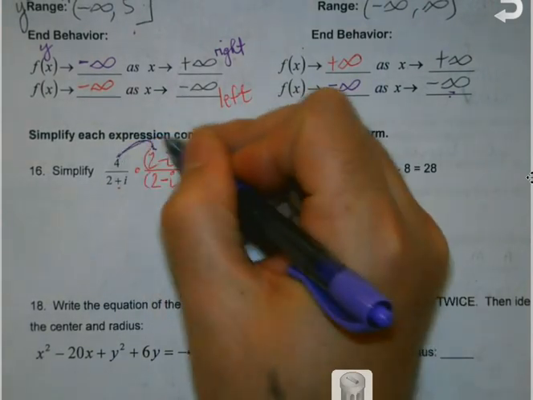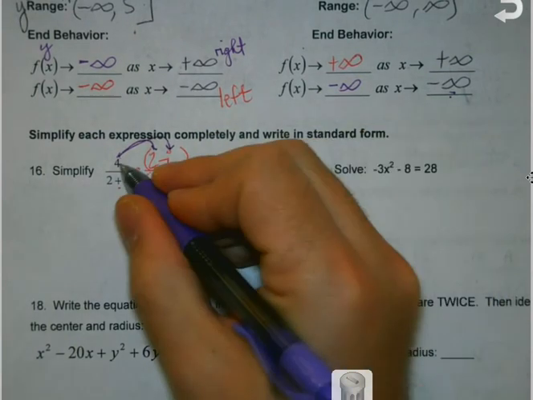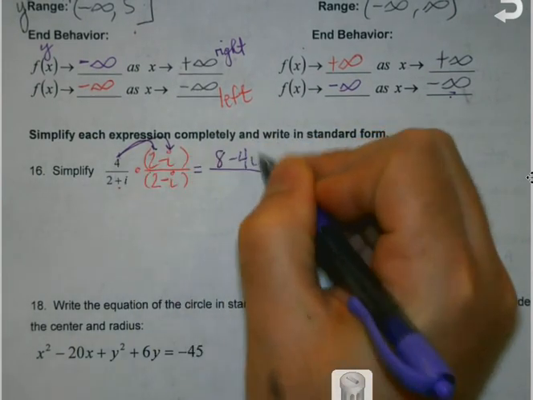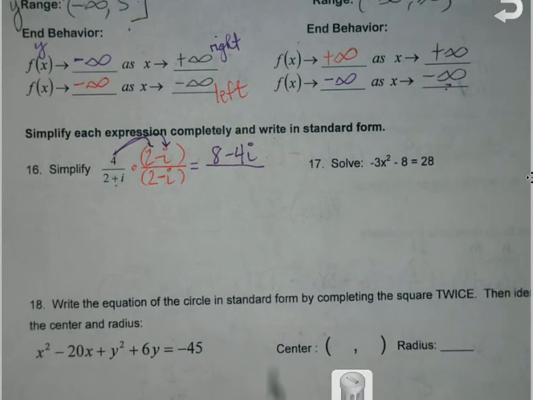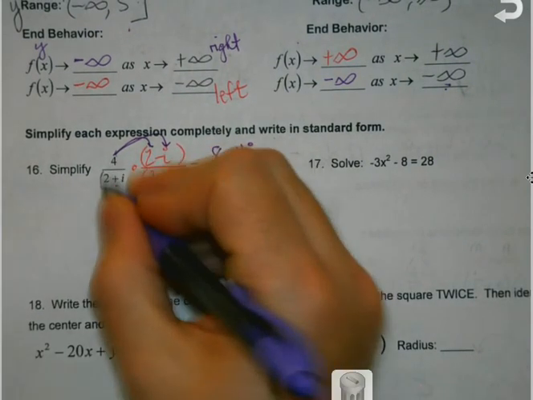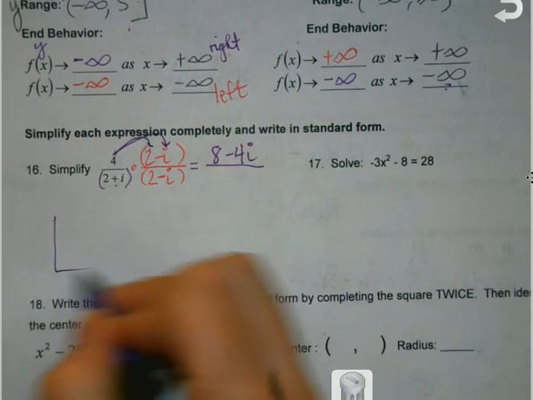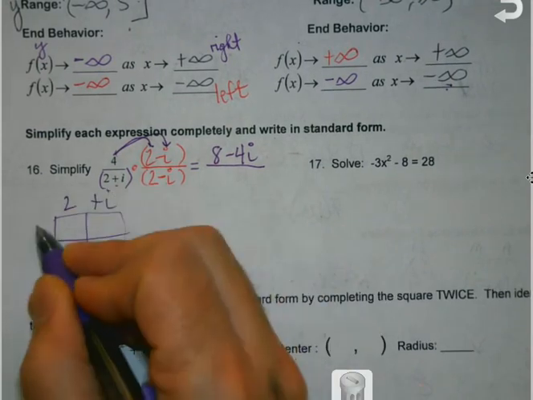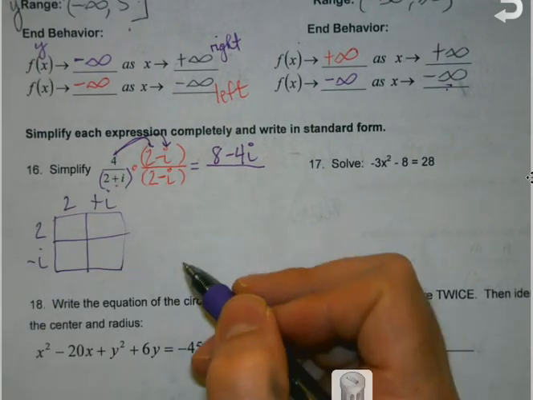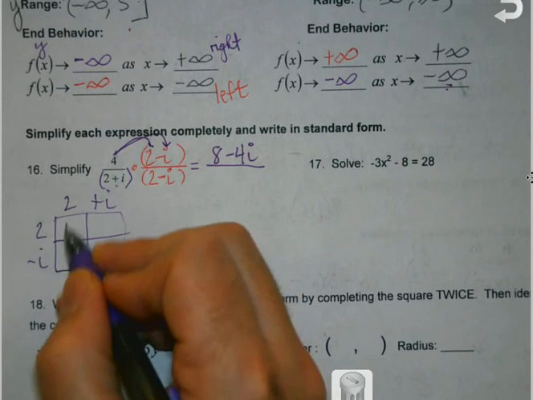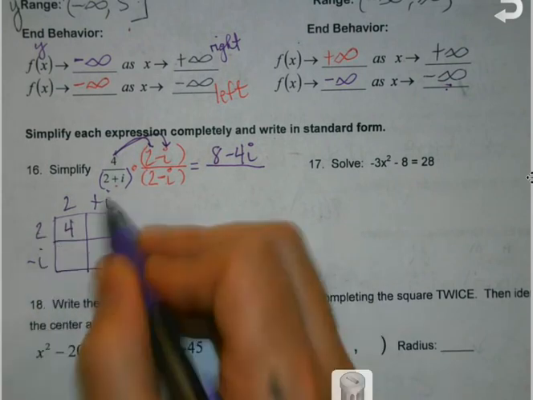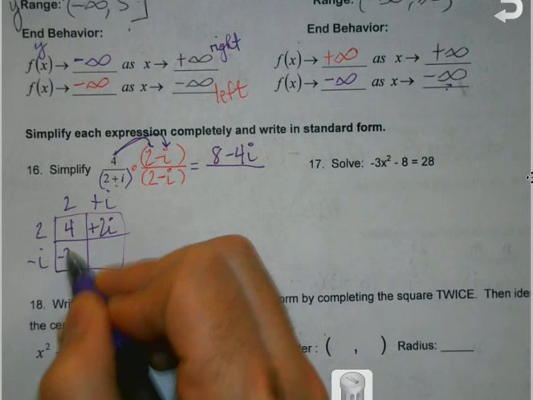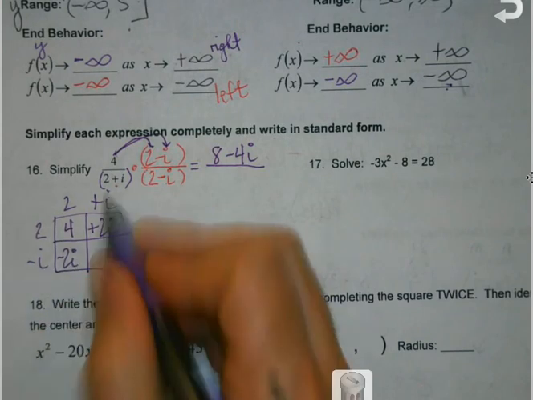So up top, we'll just do some distributing. 4 times 2 is 8. 4 times negative i is negative 4i. But down below, we need to do a box or FOIL on this. And you're going to see how slick this works. 2 times 2 is 4. 2 times i is 2i. 2 times negative i is negative 2i.